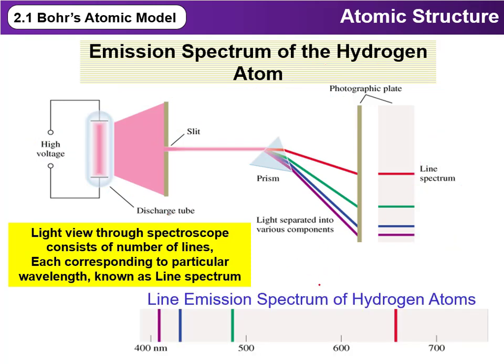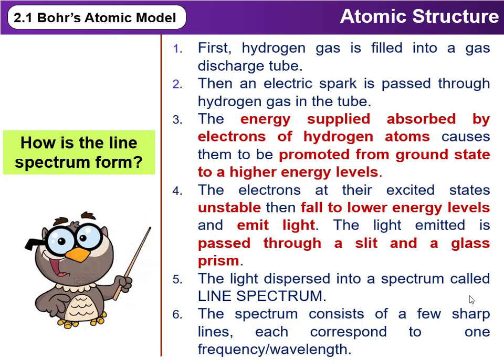So this is an example of the line emission spectrum of hydrogen atoms, which corresponds to different wavelengths and frequencies. Again, how does that line spectrum form? First, we have to fill the gas discharge tube with hydrogen gas. Then, what is the function of the electric spark? It is to supply energy for the hydrogen atoms.